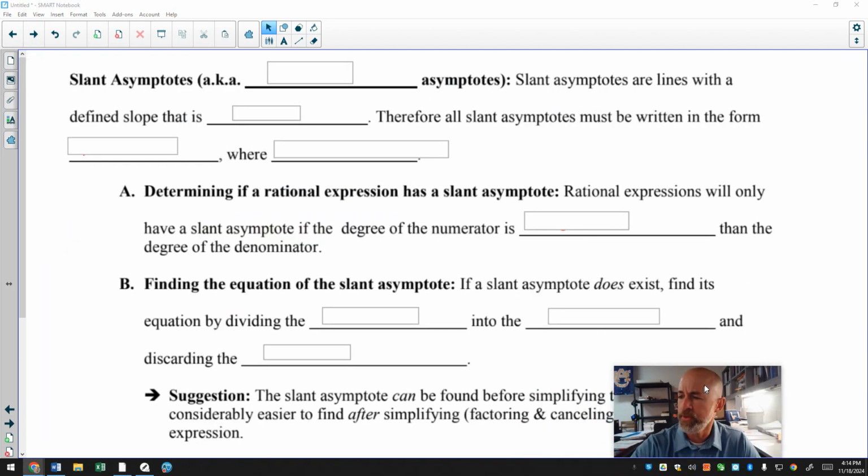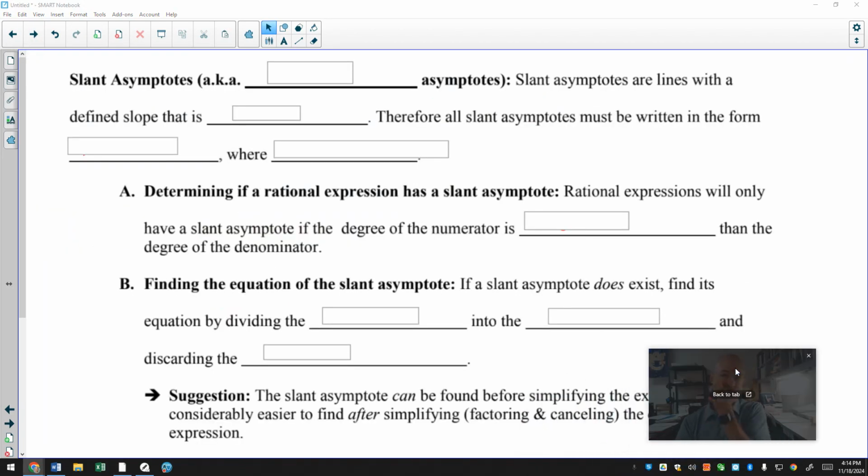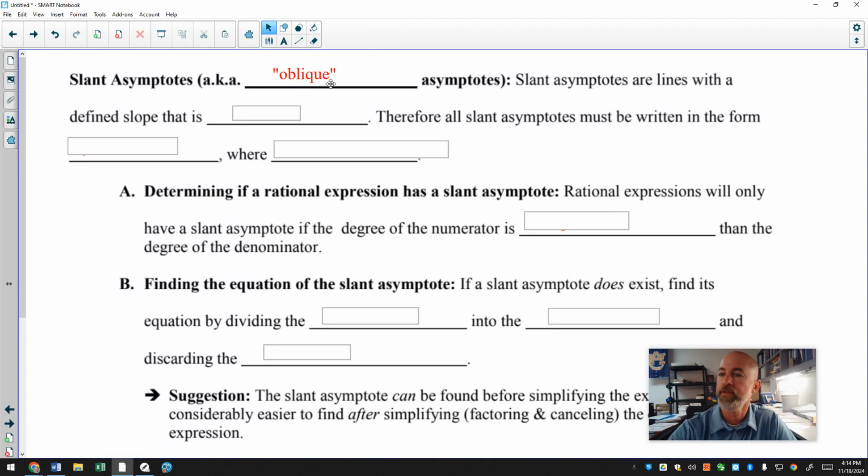And then the last one, which is the trickiest one, and again, I'm only doing linear asymptotes. There are asymptotes that could be quadratic type asymptotes. The last one is the slant asymptote, which some people like to call oblique asymptotes. These are lines with a defined slope that is not 0, because if your slope was 0, that's a horizontal. So we're talking about linear asymptotes with non-zero slopes. Therefore, all slant asymptotes will be written in y equals mx plus b, or you can go point slope form, but any linear form, and m and b would be numbers, obviously slope and y-intercept.